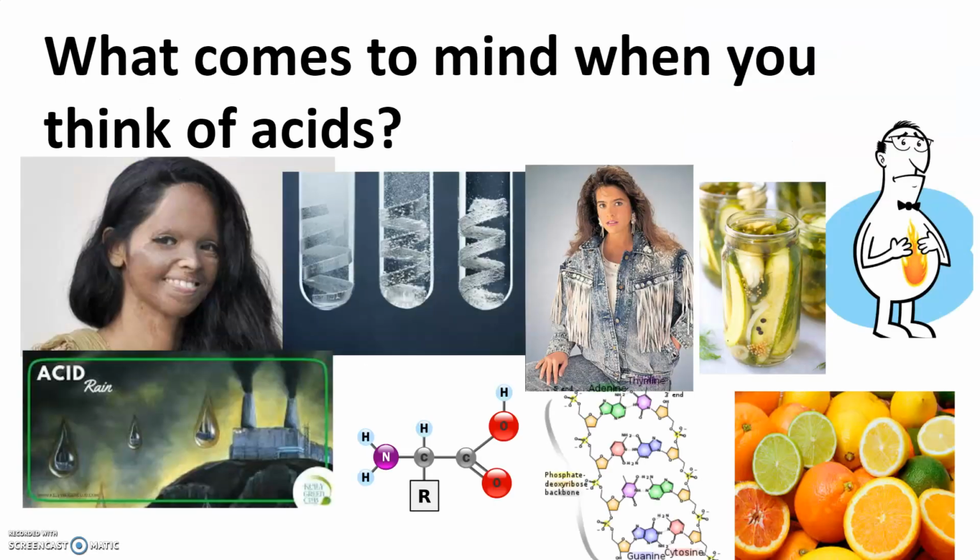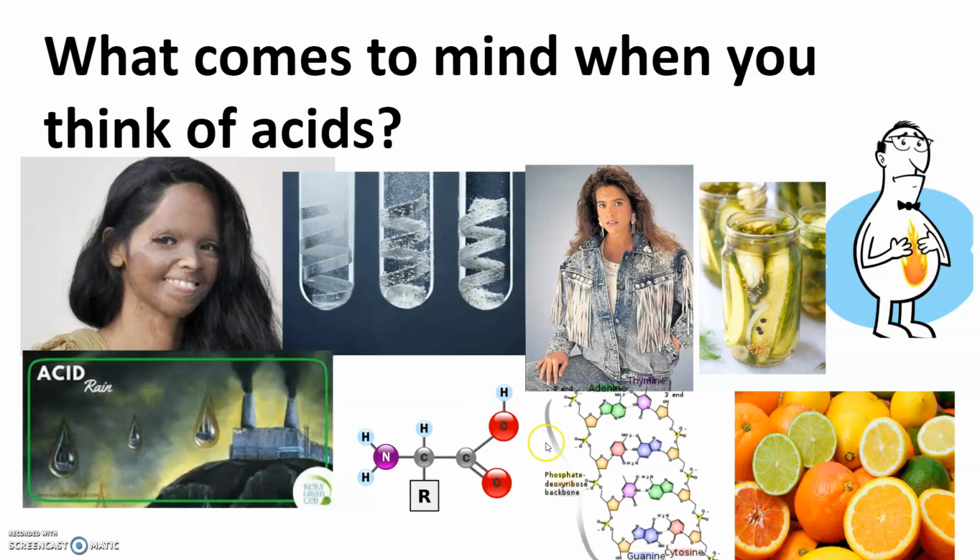So what comes to mind when you think of acids? These are images of some things that come to my mind when I think of acids. Starting with being a child of the 80s, I think of acid wash jeans. I also think of foods that are sour and taste acidic. I often associate those with acid, and then the resulting heartburn, or acid reflux, I get when I eat those foods.